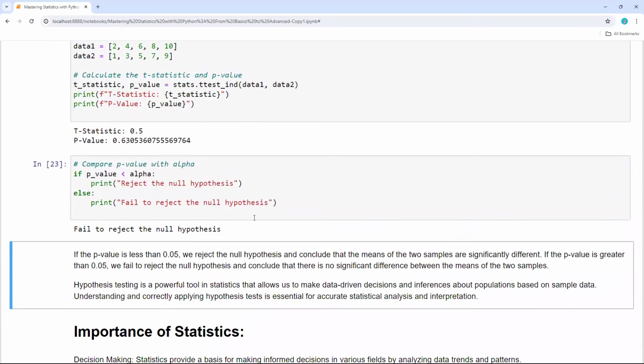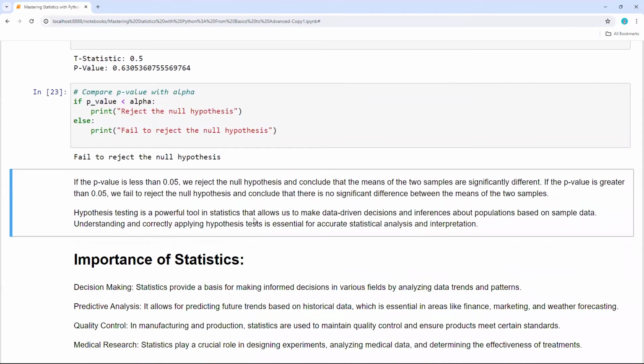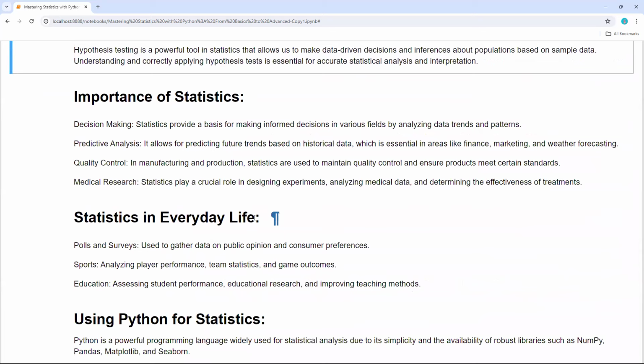So this is how we can do it for 1 sample and 2 samples. That is how you can do hypothesis testing with the p-value and alpha. Then we draw some conclusion whether to reject the null hypothesis or not, if there is any significant difference. So the main importance of statistics is decision making.